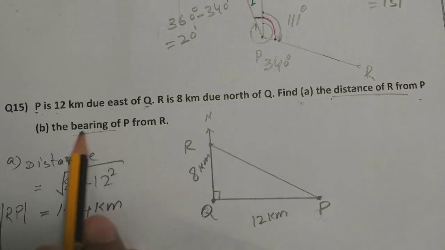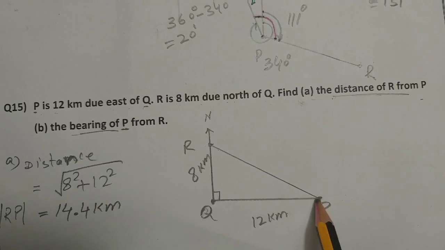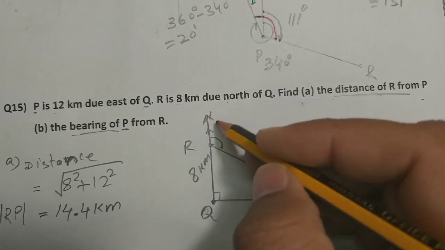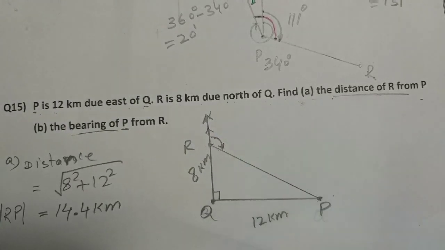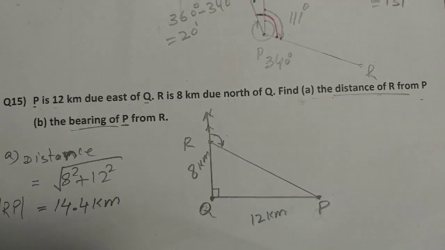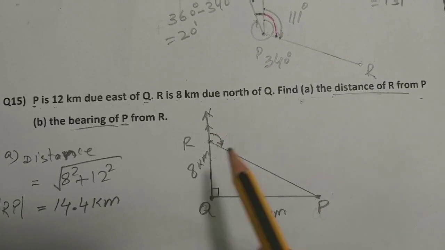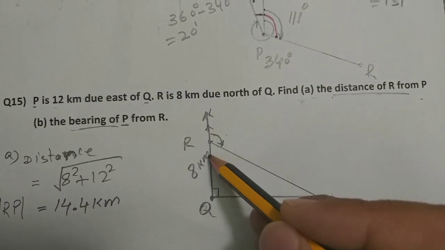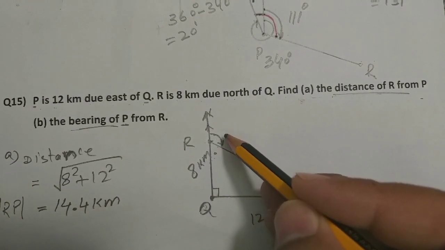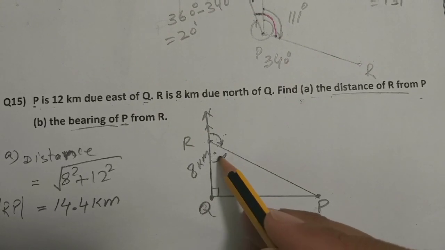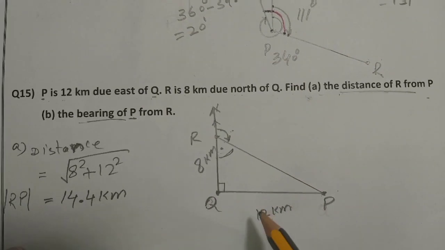Okay, in the B part, find the bearing of P from R. It means we need to find this. This is the bearing. We don't have anything, but we know that on a straight line, total angles add up to 180. If we find this angle, we can find this also. This is 90 degrees, and according to this angle, this is opposite. This is used. So SOH CAH TOA.